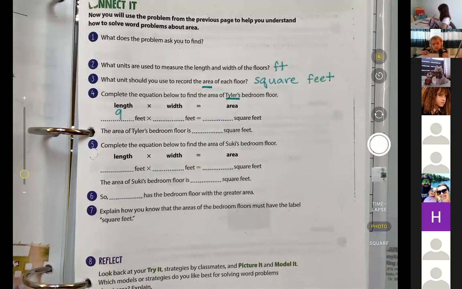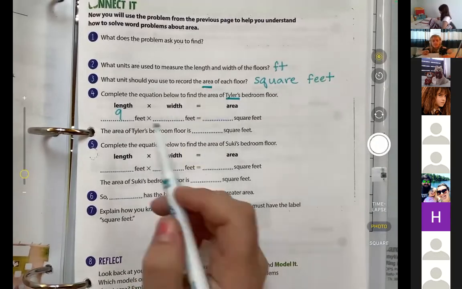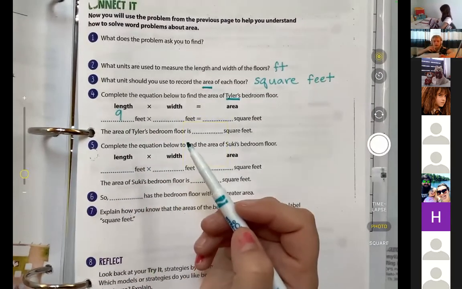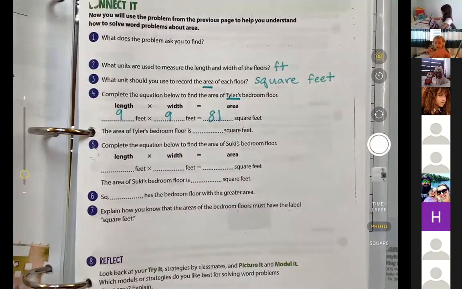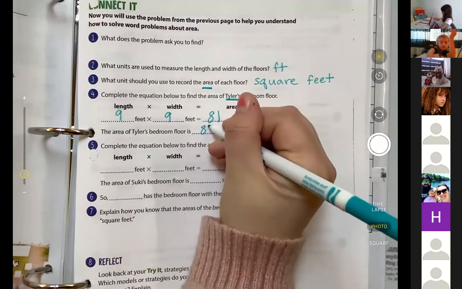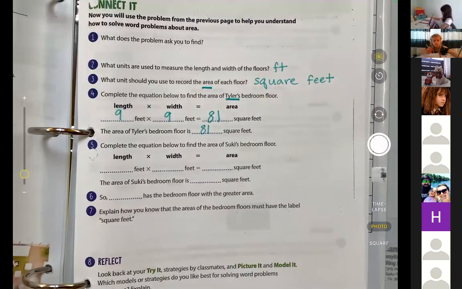All right, Ellie, are you still there? What was the second number? 9 times what? 9. Mm-hmm. And then remember we got 81. Good job, Ellie. Oh, and then we're going to carry that 81 down again. What were the two numbers for Suki's bedroom floor?